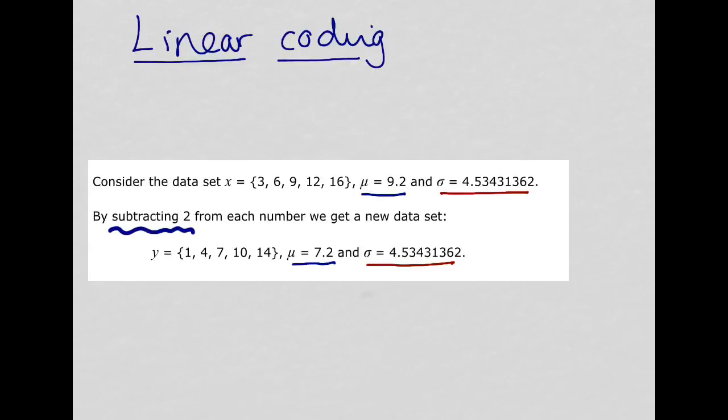So subtracting 2 from every value has caused the mean to go down by 2, which we'd expect, but the standard deviation, which is a measure of spread, has not changed. Okay, so have a think about that. Why would that not change? Well, if all of your values have reduced by 2, they're still the same distance away from the mean. So the standard deviation hasn't changed here.